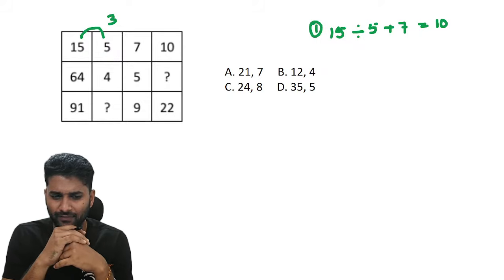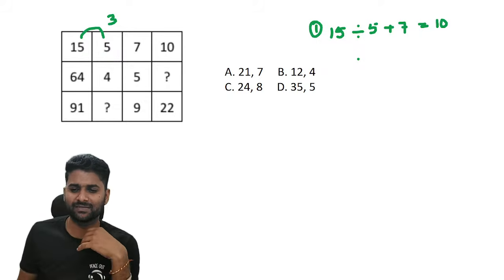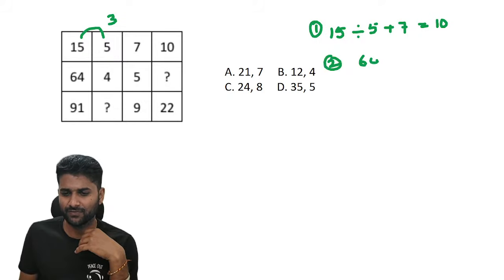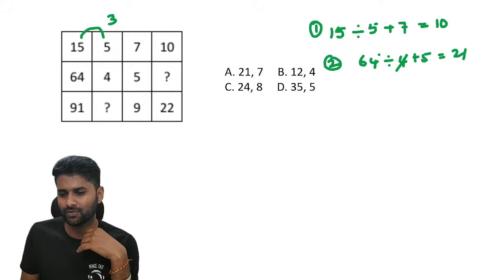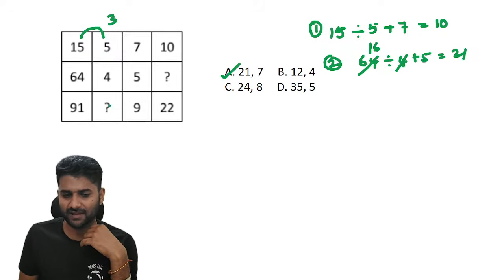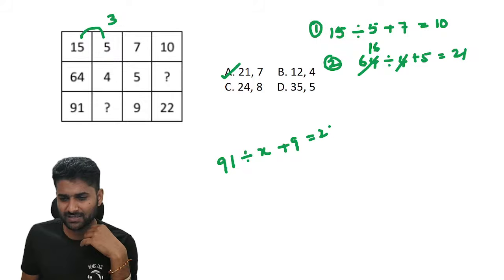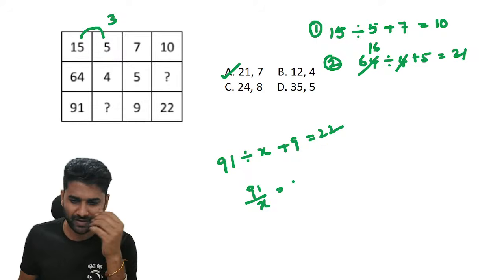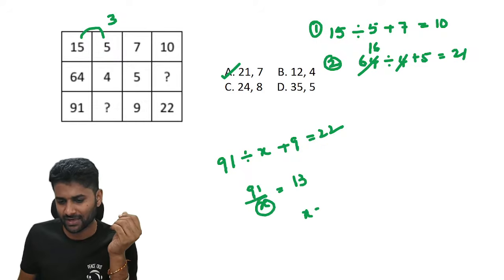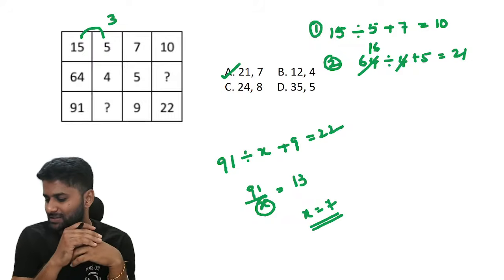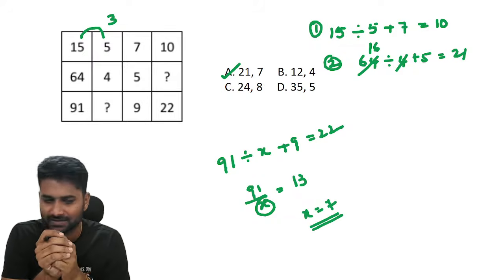Let's take the row. 15 divided by 5, you will get 3. 3 plus 7 is 10. Second one, 64 divided by 4 plus 5: 64 divided by 4 is exactly 16, and 16 plus 5 is 21. So definitely the answer is A. See, 91 is divided by which number, after adding 9, the result becomes 22. If 91 is divided by x, 22 minus 9 is 13. So definitely x should be replaced with 7. 7 into 13 is 91. So clear?